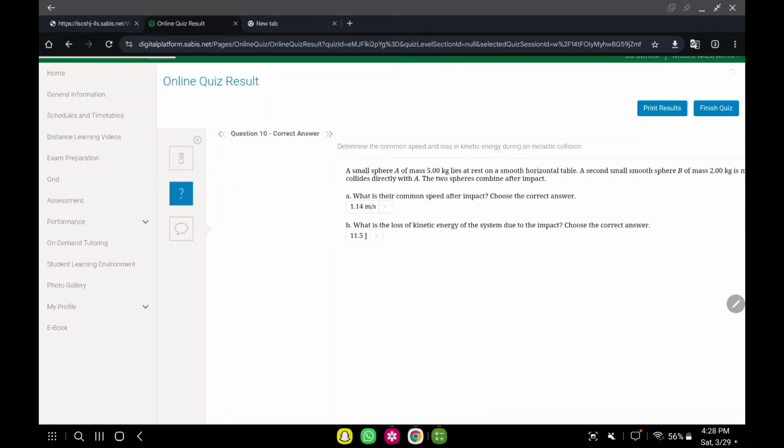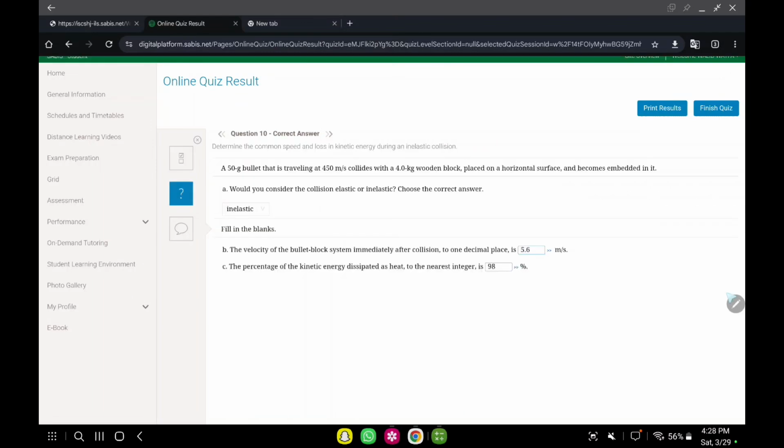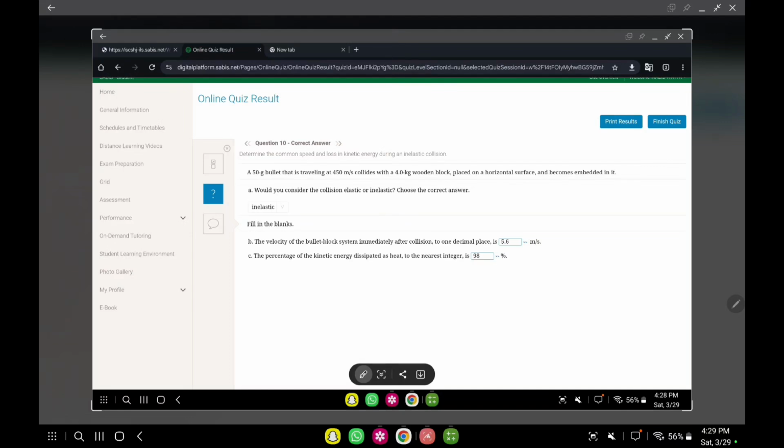Question 10. A 50-gram bullet is traveling at 450 meters per second, collides with a 4-kilogram wooden block, and becomes embedded in it. Would you consider the collision elastic or inelastic?